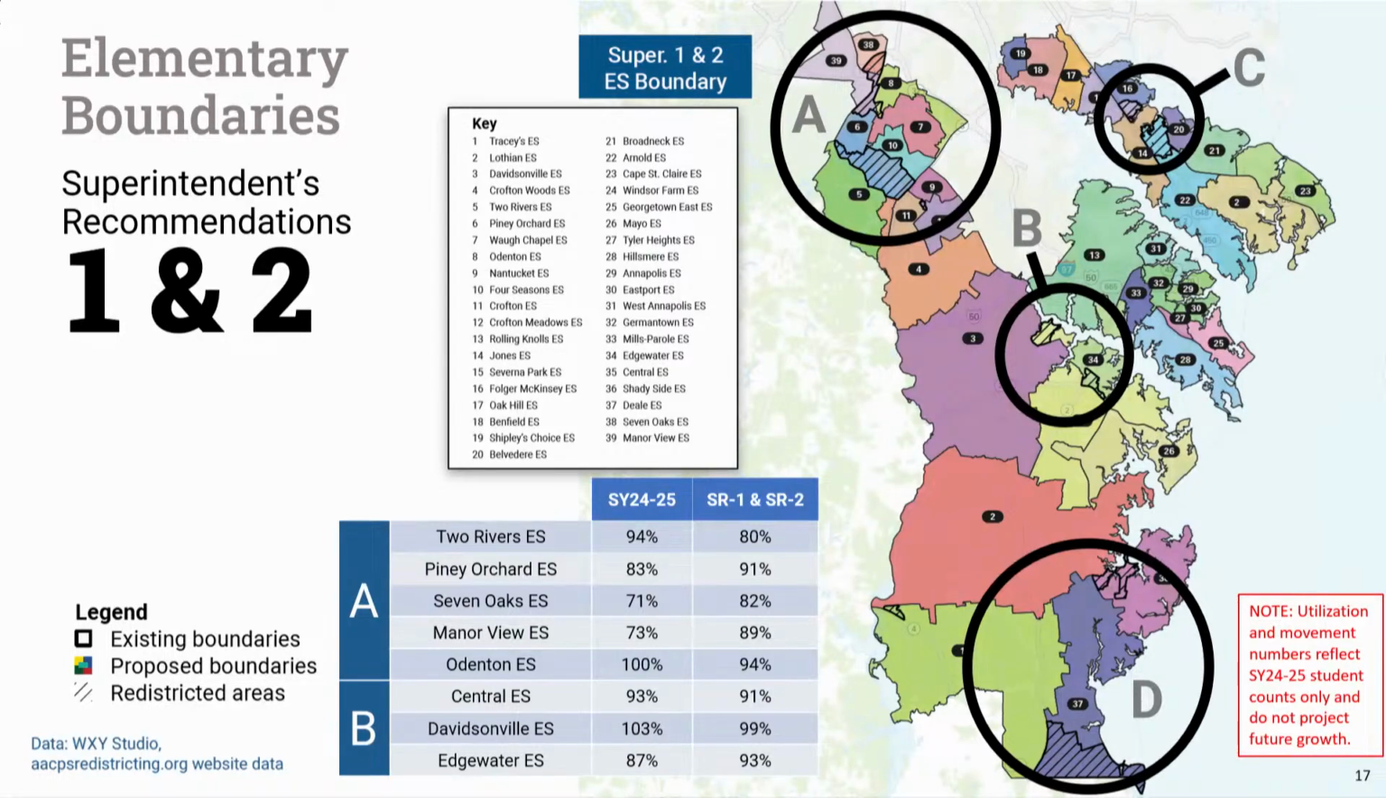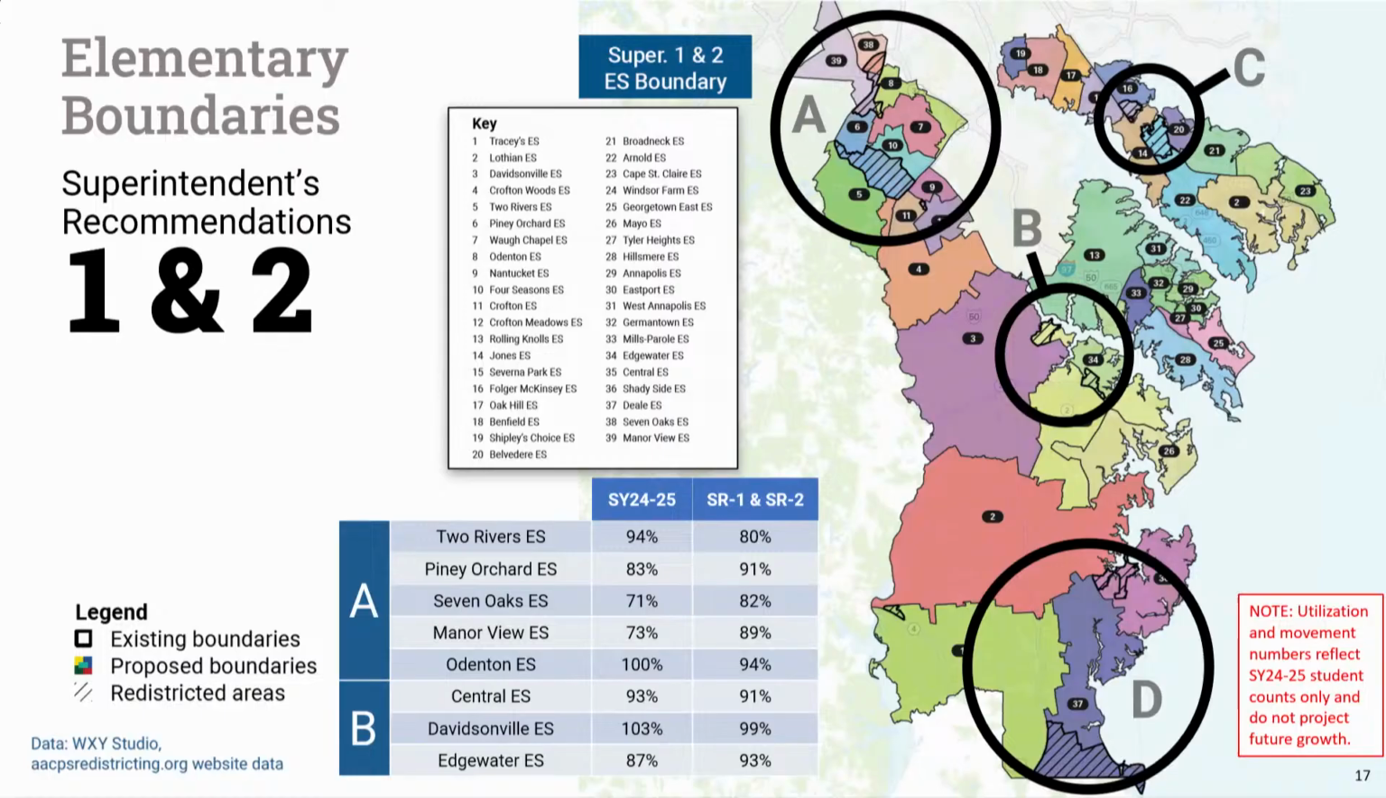In Area B, SR1 and SR2 reassigned some elementary school students from Davidsonville Elementary School to Central Elementary School. It includes the reassignment of some elementary school students from Central Elementary School to Edgewater Elementary School. In Area C, SR1 and SR2, adjustments are made to the boundaries impacting some elementary school students from Folger McKinsey Elementary School to Zaferna Park Elementary School.